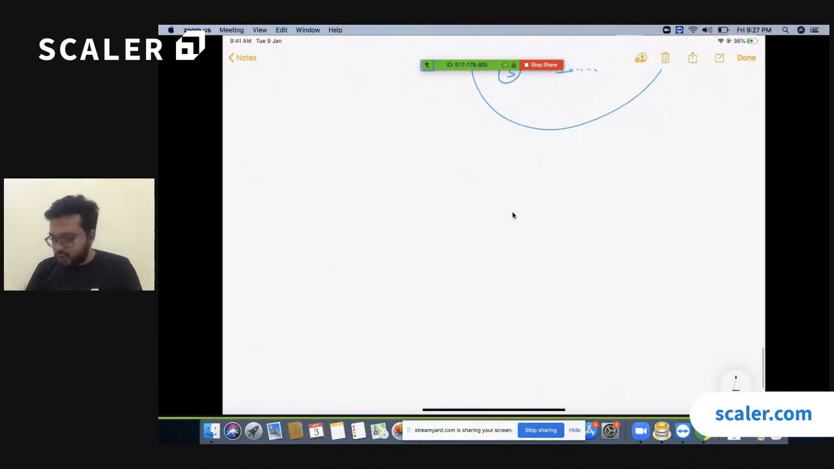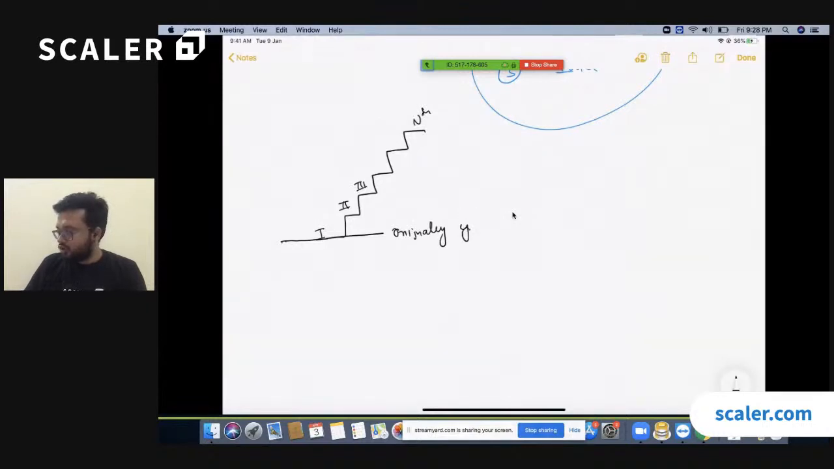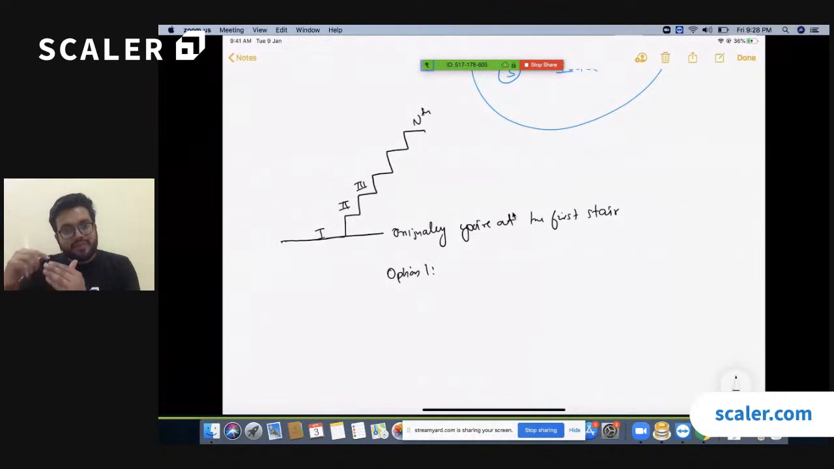The problem is as follows: you have n stairs. Let's call it the first stair, the second stair, the third stair, and the nth stair. Let's assume originally you are at the first stair. Now at every stair you have two options. Option one is to go from the ith stair to the (i+1)th stair.